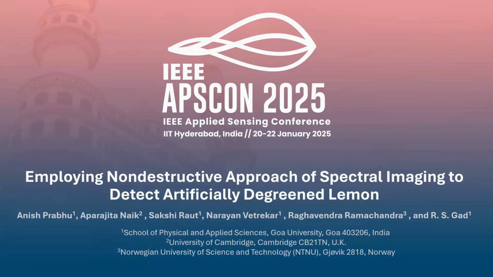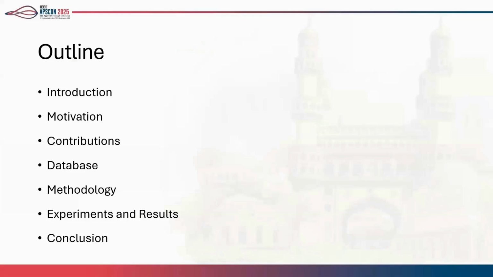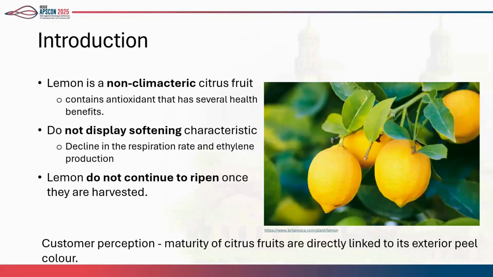This particular topic is based on employing a non-destructive approach of spectral imaging to detect artificially degreened lemon. So the outline of the presentation: I'll be covering the introduction, the motivation to choose this work, followed by the contribution, the database that is collected for the analysis and the experiment, the methodology, then the experiments and the results, and finally the conclusion.